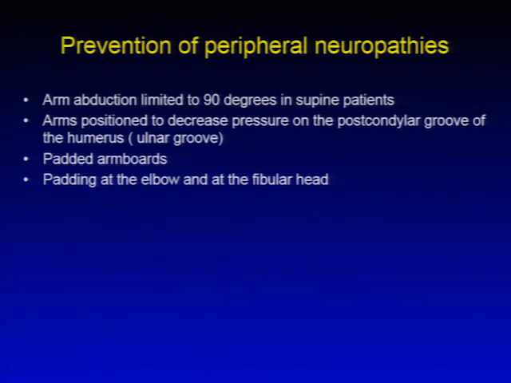When we put a patient in the OR, we always need to check the position. Always make sure the arm abduction is limited to 90 degrees in supine patients. The arm position should put less pressure on the postcondylar groove of the humerus. The arm board needs to be padded. Always pad at the elbow and at the fibular head.